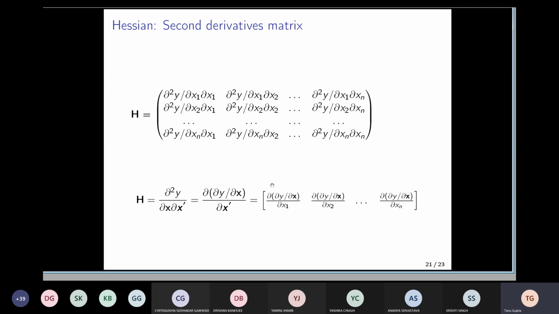Okay, and if I have to write this in a more compact form, this is nothing but the derivative of del y by del x with respect to x prime, because it is stacking in a row form. And how do we effectively denote a Hessian matrix? A Hessian matrix is nothing but del square y divided by del x del x prime.